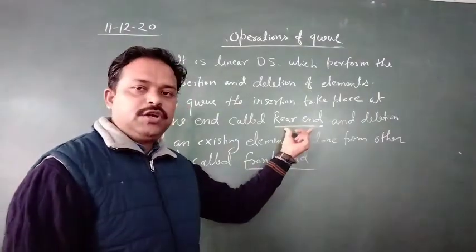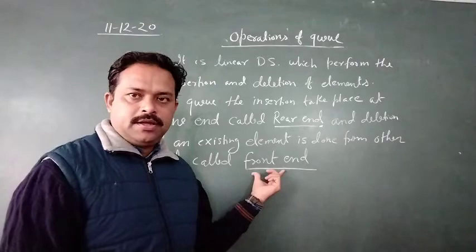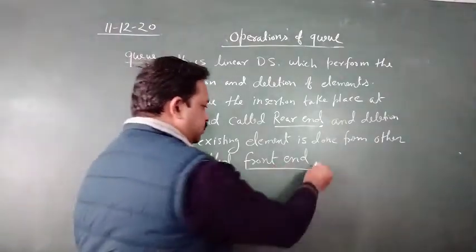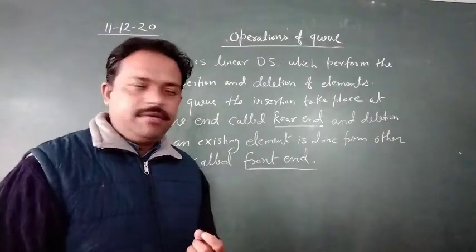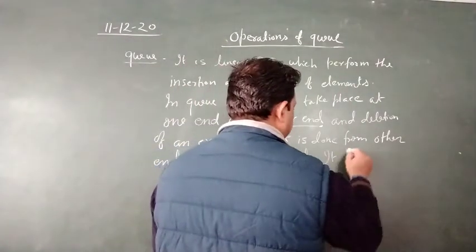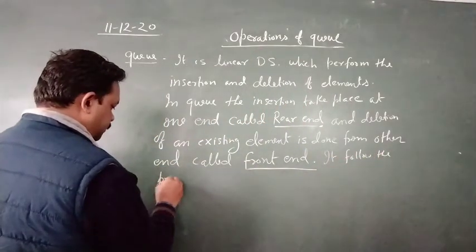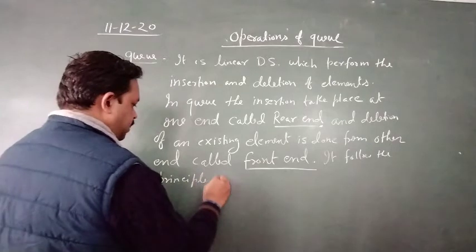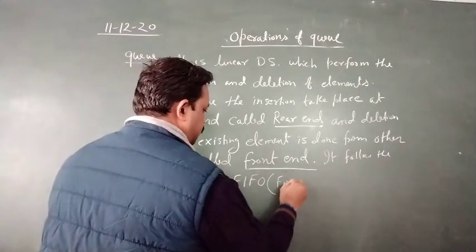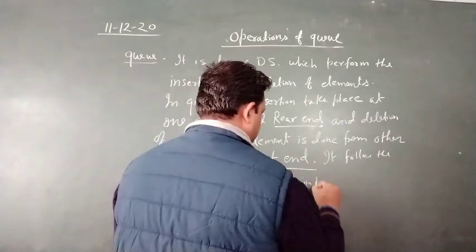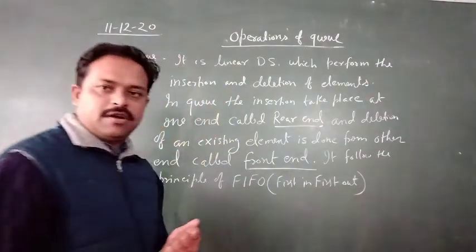From the rear end we will do the insertion, and from the front end we will do the deletion. And very important about the queue is that it follows the principle of FIFO. First in, first out.